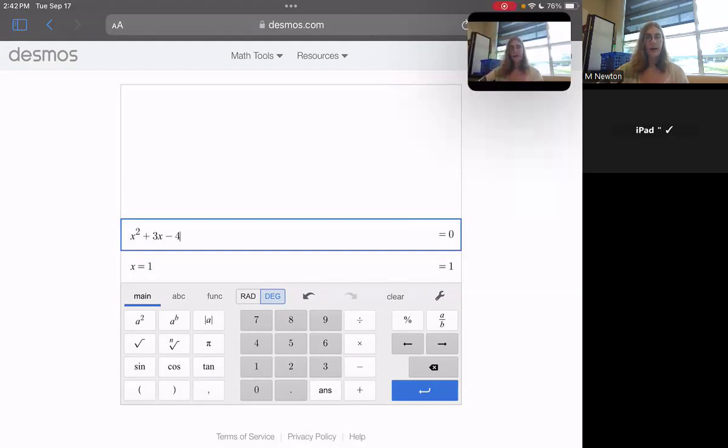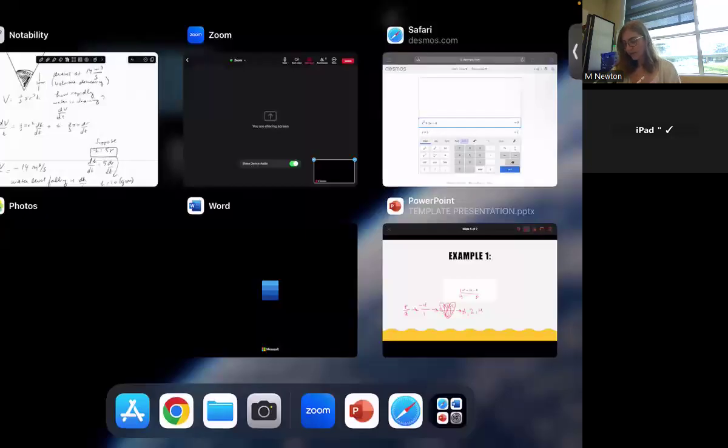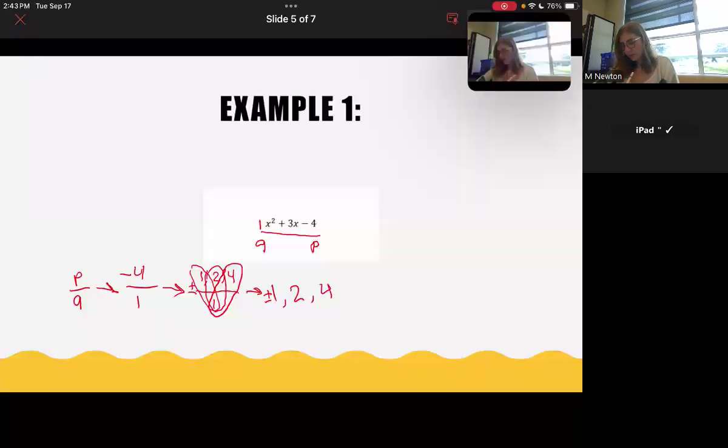Again, the difference between possible zeros and zeros: possible zeros could be any number that you find after the P over Q method, and your zeros are only the numbers that end up equaling 0 once you complete the P over Q method. So once we find 1, we can proceed with that 1. So positive 1 works.